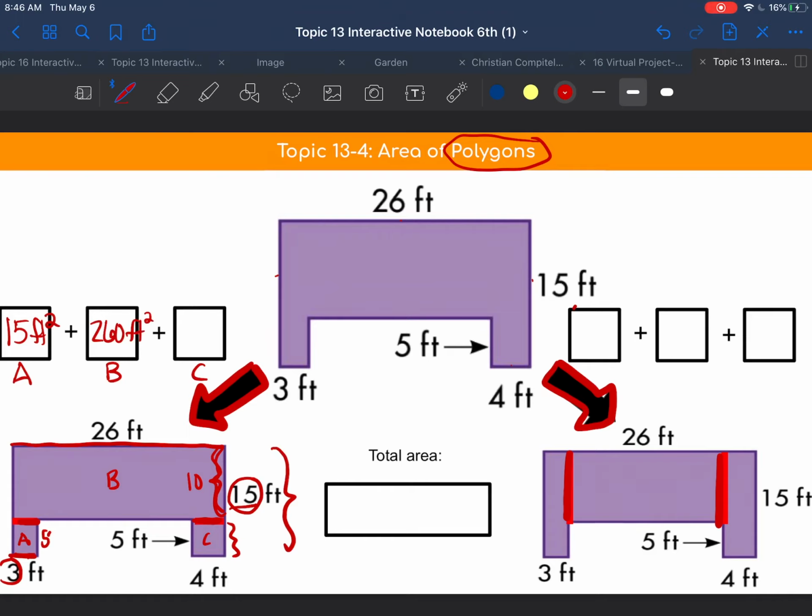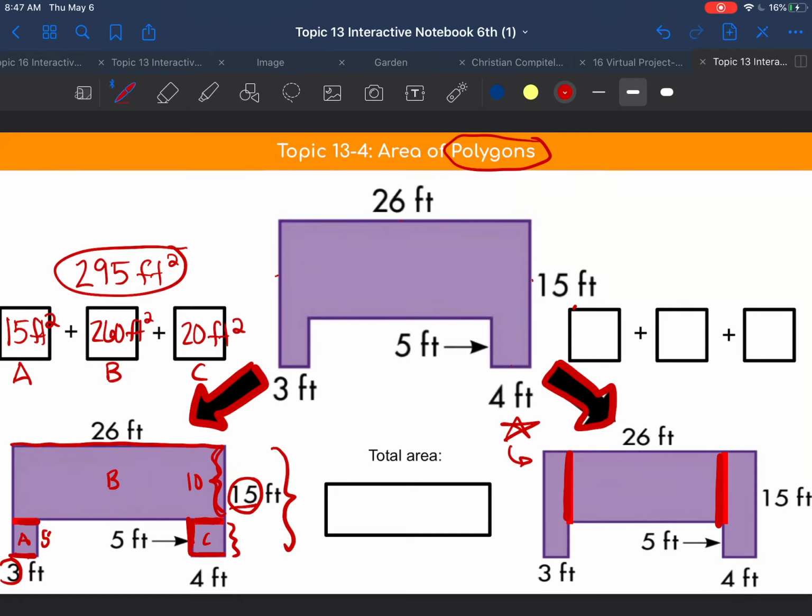And then C, we see that the width is 4, and there are no unknowns there. We already know what everything is. 4 times 5, the area of C would be 20 feet squared. So now we have all 3 areas, we're going to add them together. 15 plus 260 plus 20, and we will get 295 feet squared as the area of this shape. Now, if we did it correctly, when we solve the area of this shape over here, doing it a different way, we should get the same exact answer.